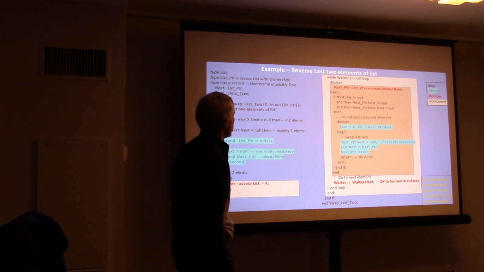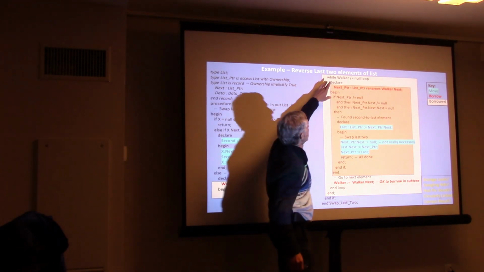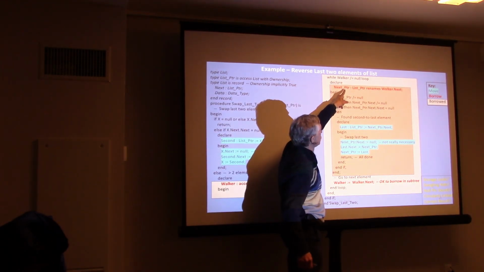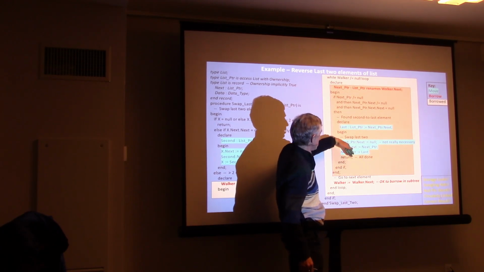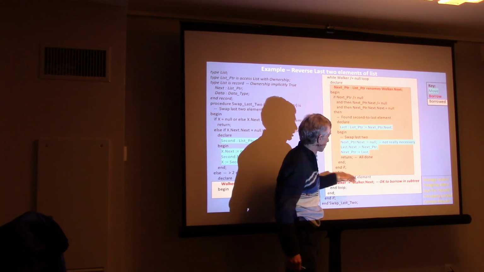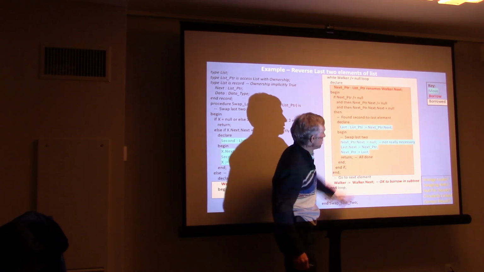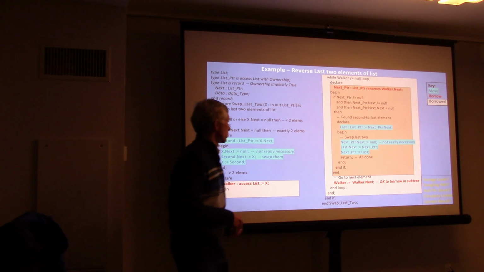And you can hold on to values, because walker here is preserved. We create a new thing called next pointer, which then walks its way down the next level. And then we can start using walker again once this inner borrower goes away.